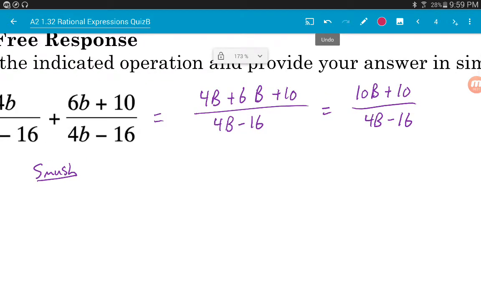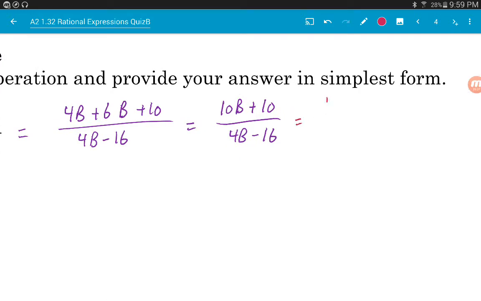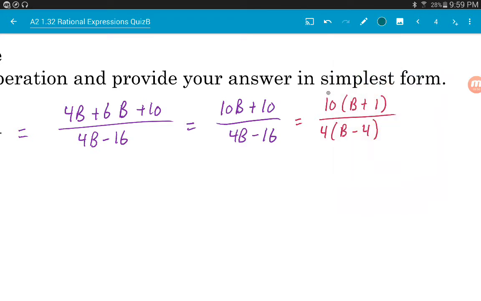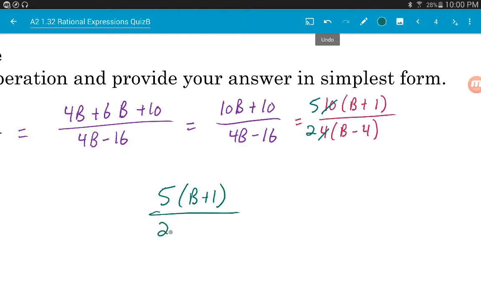I always need to make sure that I simplify, so let me factor. On the top, I can factor out a 10. On the bottom, I can factor out a 4. And this fraction over here, 10 over 4, those can both be divided by 2. 10 over 4 is also 5 over 2. So my final answer is going to be 5b plus 1 over 2b minus 4.